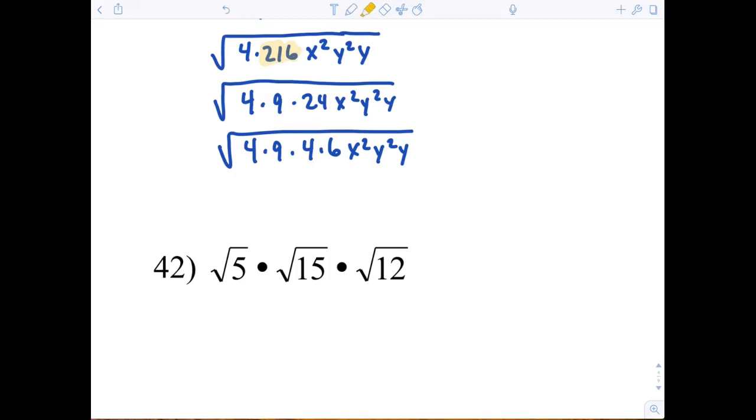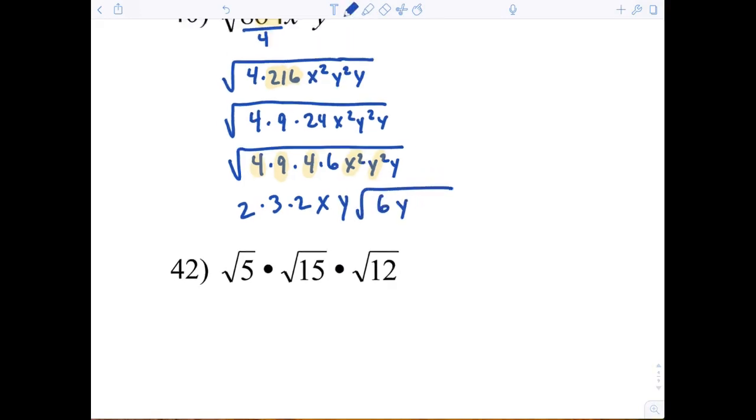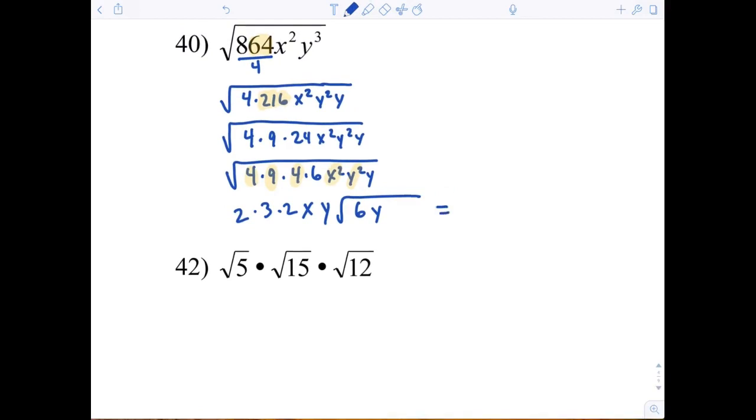Now, what's the square root of 4? 2. What's the square root of 9? What's the square root of 4? What's the square root of x squared? What's the square root of y squared? And then you're left with 6y. So after all that, 12xy radical 6y. If you can do that, you're pretty good. All right, you're pretty good at the square roots.